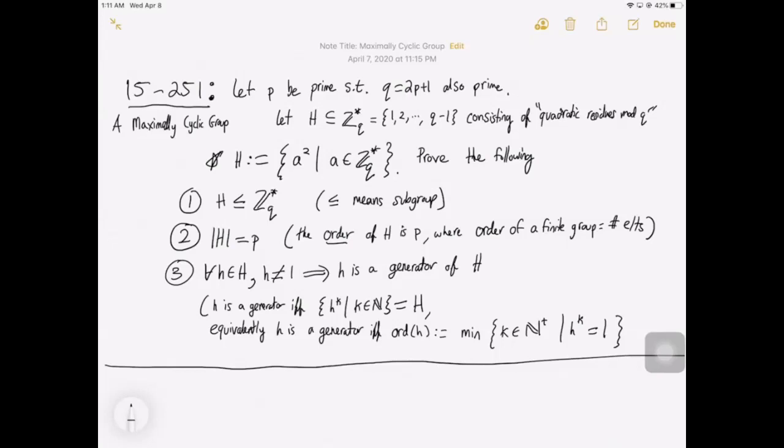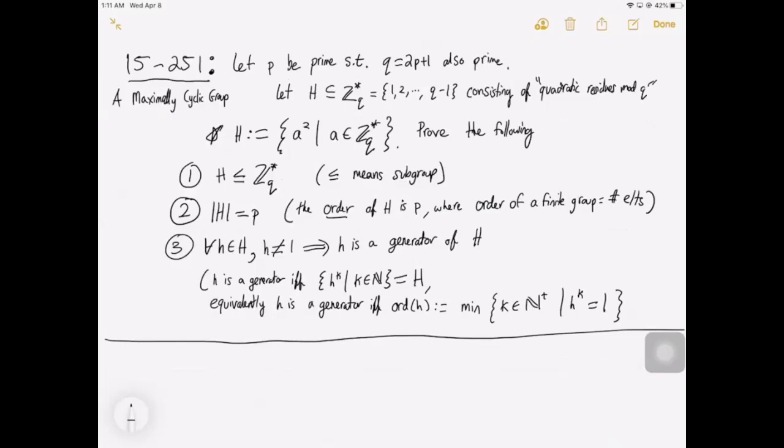So there's three things that we're going to prove. The first thing is that H is a subgroup of Z star q. This less than or equal to symbol usually denotes subgroup. The second thing is that the order of H is equal to p. Recall that the order of a finite group is the number of elements in that group. And the third thing is that every element of H that isn't the identity element generates H.